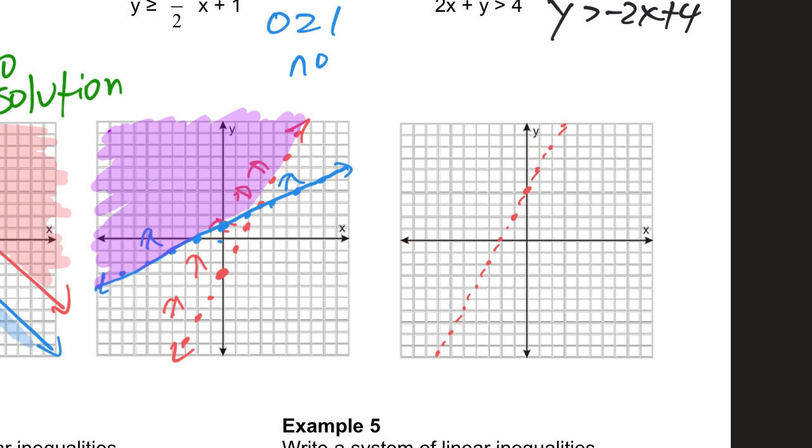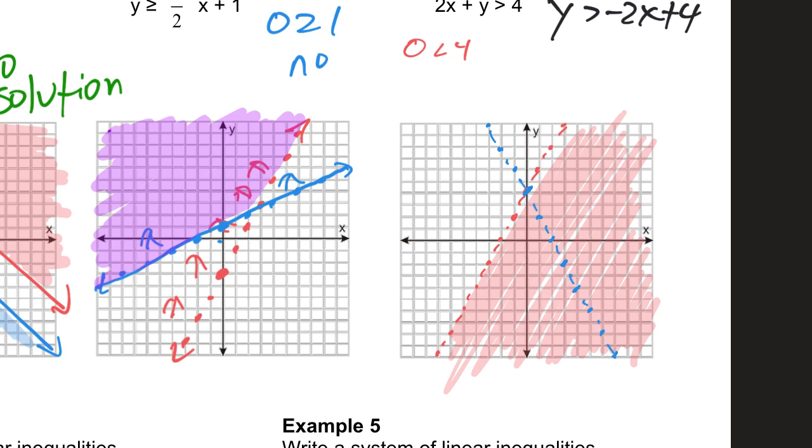If I test 0, 0, I'm going to get 0 less than 4, which is true. So I'm going to go ahead and shade on this side right here. Now I'm going to do the next equation, which I'm going to start at the same intercept, but I'm going to go down 2 and to the right 1 because it has a negative 2 slope. I'm going to go backwards. It's also a dashed line, so I'm going to make these dashed.